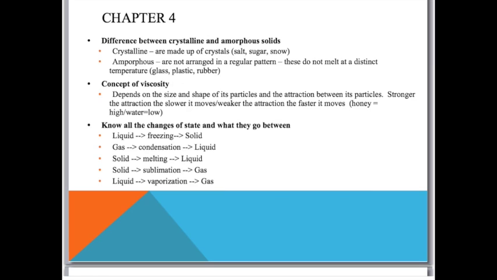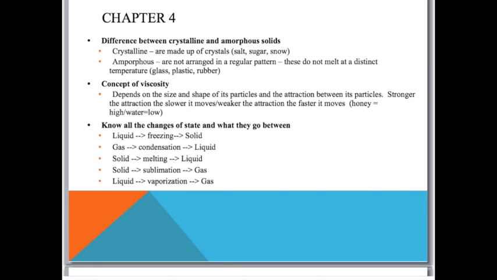The concept of viscosity depends on the size and shape of its particles and the attraction between its particles. The stronger the attraction, the slower it moves. So as you saw on that previous slide, you can see a large difference. If you think of water as having a low viscosity, it pours very easily. And if you're going to add honey to a recipe, you may wait a minute for that bottle to move down to the spout.